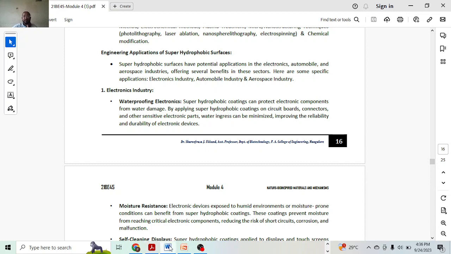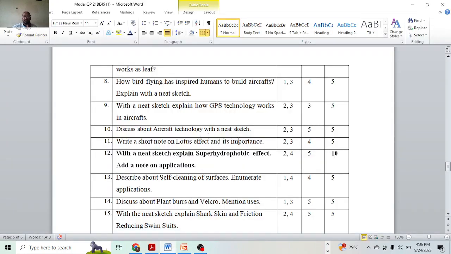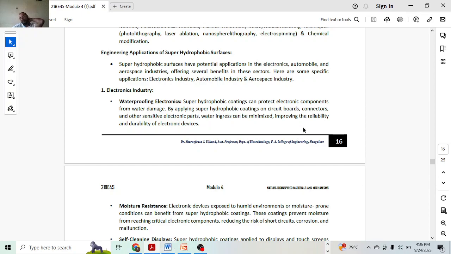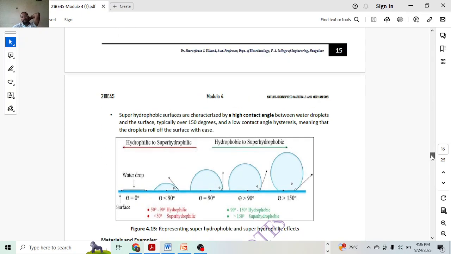Why? Because here they have not mentioned it clearly, you have to give the engineering applications. I mentioned it, right? Add a note on application. So application will give that listing. Since it is for 10 marks, you can write everything.